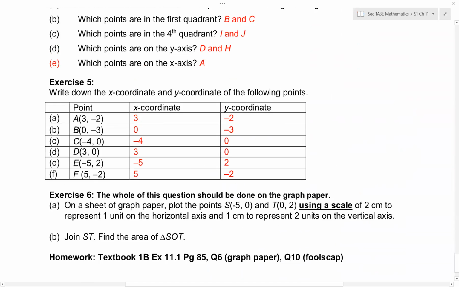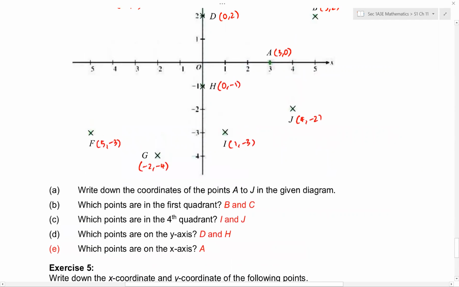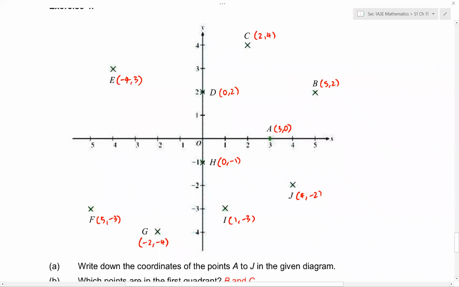Okay, I think you can try the next one also. Write down the coordinates of the points A to J. My solutions are on the screen, I trust that you try yourself first, then you look at and check your answers. No point just copying down all the answers. Try yourself. I'll leave it on the screen for a while.